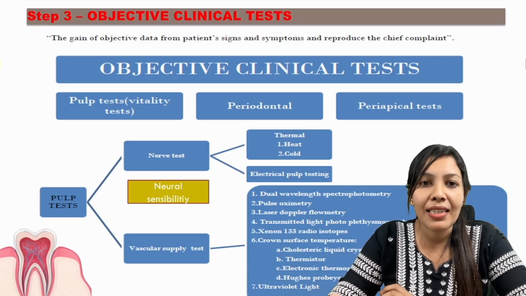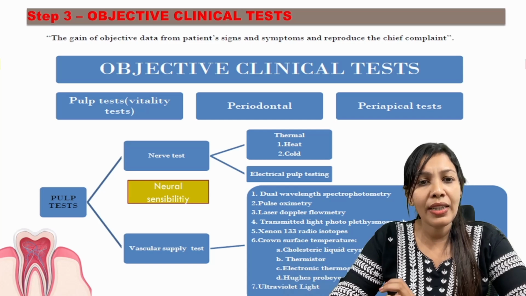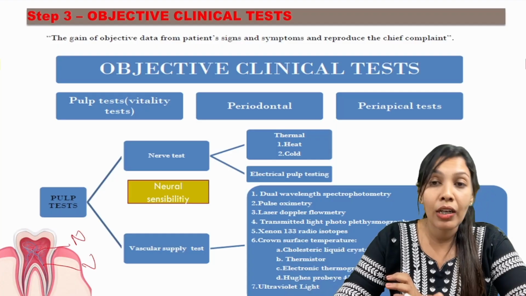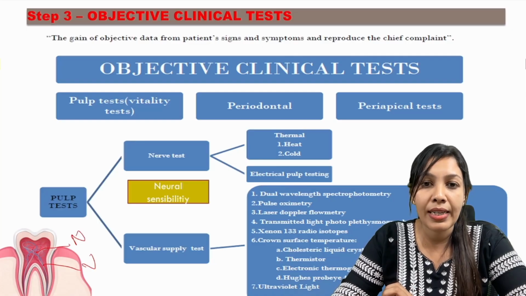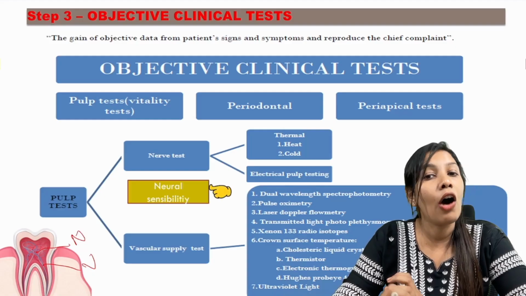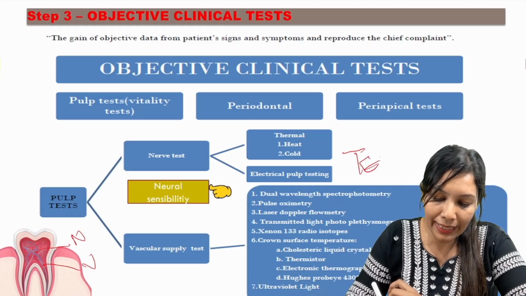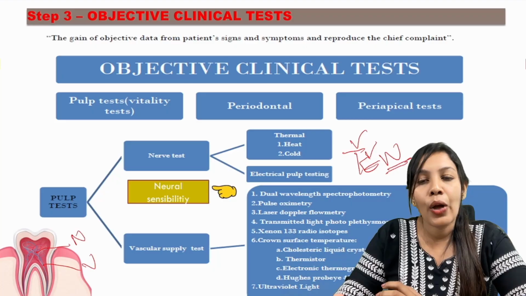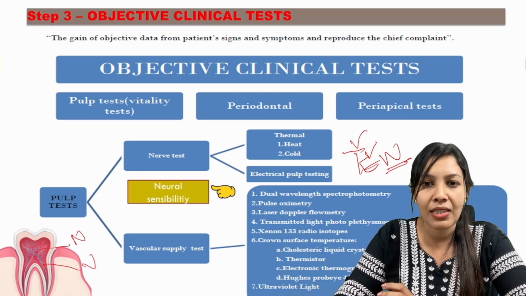The objective clinical test is of three types: the pulpal test, periodontal test and periapical test. We know that in our pulp there are two important features, the nerves as well as the vascular flow or the blood flow. The nerve test is otherwise called the neurosensibility test, and it is of two types, the thermal test and the electrical pulp test, and you can memorize it as the number 10. The nerve test is of two types, thermal test and electrical pulp test. And to add on to this, we have an anesthetic test as well as a cavity preparation test.